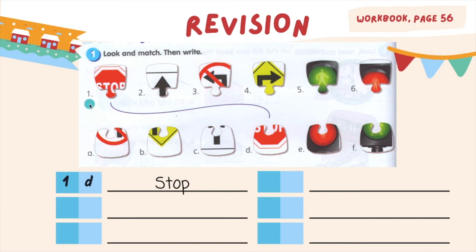Number 1, you need to match with picture D. So you write here, number 1, and in the second box you write D. And what is the sign? It is a stop sign, so you write stop. You can pause this minute and later I will show you the answer.